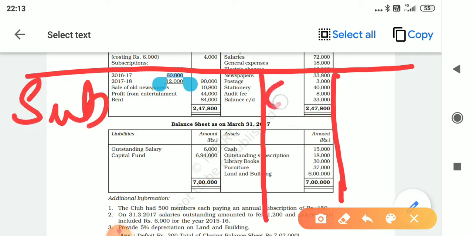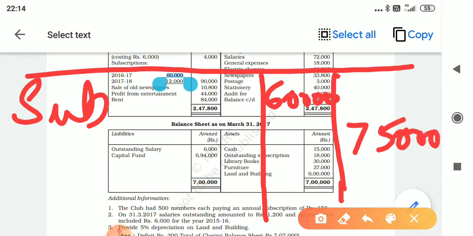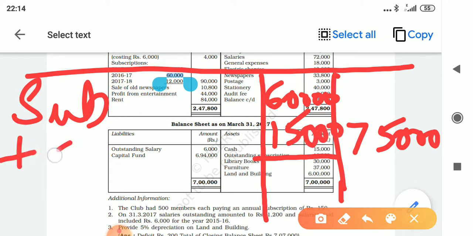Then write in the inner column 60,000, only for the current year. Leave one line, write in the outer column 75,000, because that is the total subscription which we have to receive in the current year. Now draw a line here. 75,000 minus 60,000, 15,000 is current year's outstanding. You can write here plus current year outstanding.